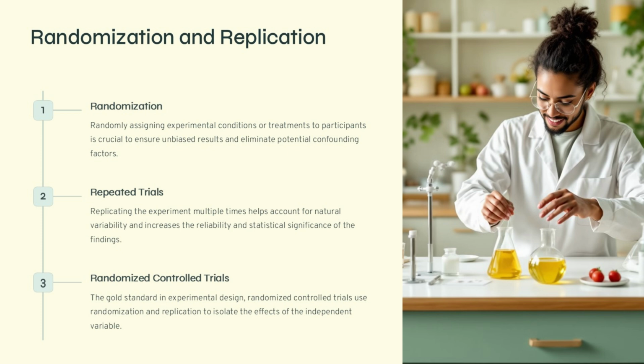Randomization is crucial to ensure unbiased results and eliminate potential confounding factors. Conducting repeated trials helps account for natural variability and increases the reliability and statistical significance of the findings.